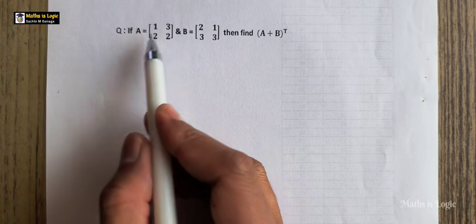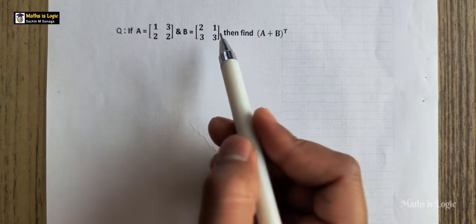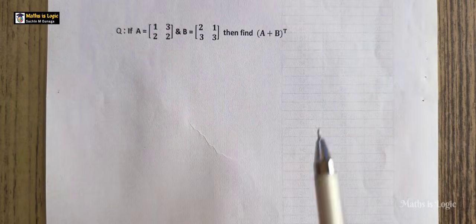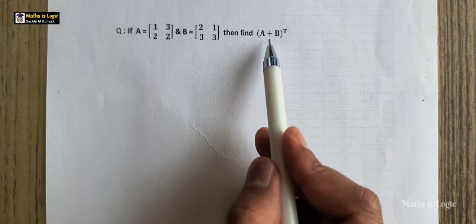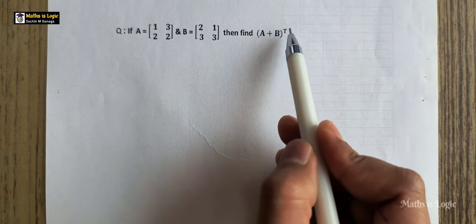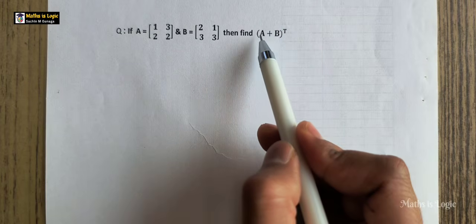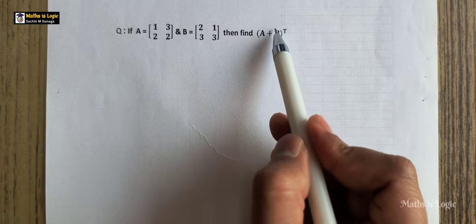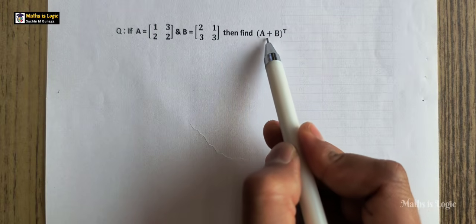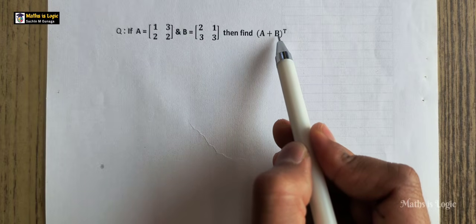Next question, if A is equals to 1 3 2 2, B is equals to 2 1 3 3, find (A plus B) whole transpose. So if you observe this example, here we need to find A plus B whole transpose value. That's why before taking A plus B transpose, first we need to find out inside value. What is that inside value here? A plus B, because we don't know A plus B value.